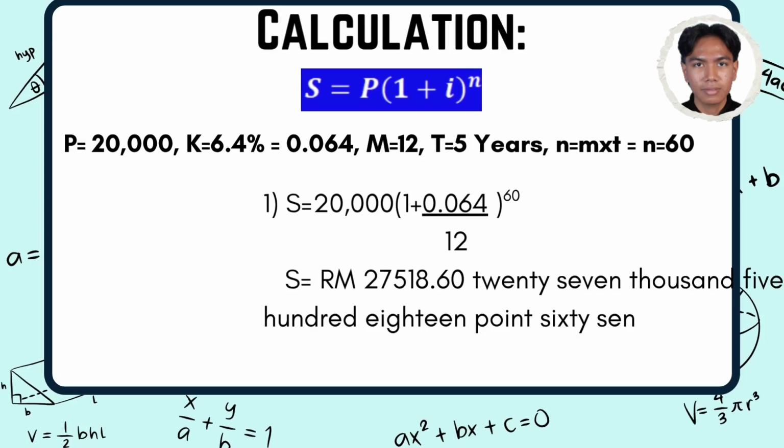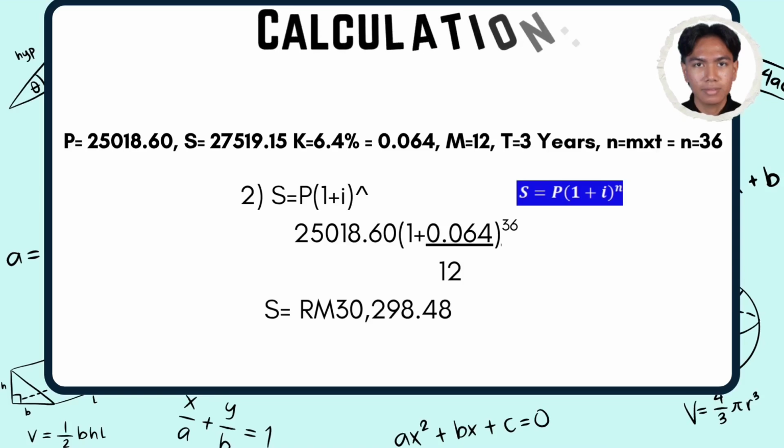For the calculation, using the formula S equals P bracket 1 plus i close bracket to the power of n. And the answer is going to be RM27,518.16. Calculation 2. P is 25,018.16, S is 27,519.50. K is 0.094. M is 12. T is 3 years. N is 36. Using the formula S equals P bracket 1 plus i close bracket to the power of n, you will get the answer 30,298.48.